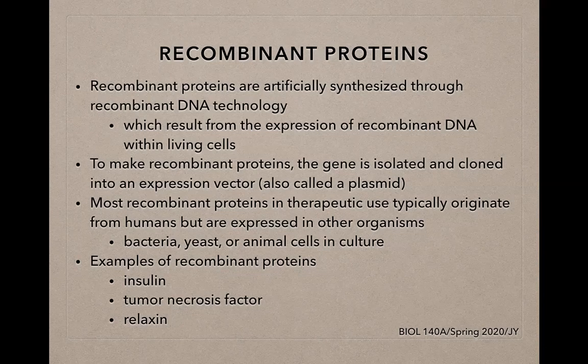And to make recombinant proteins, first you would need to isolate the gene and then clone it into an expression vector, commonly called a plasmid. Most recombinant proteins typically originate from humans, however, they are expressed in other organisms prior to therapeutic use. These recombinant proteins might be isolated from humans, but they are inserted into bacteria, commonly, or sometimes yeast or animal cells. Examples of recombinant proteins that we use for therapeutic use may include insulin, tumor necrosis factor, and relaxin.